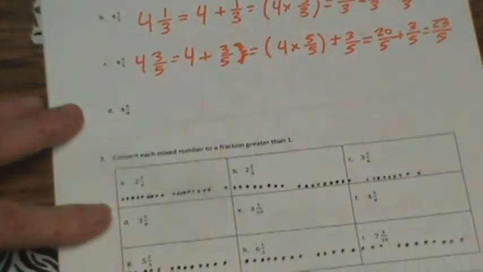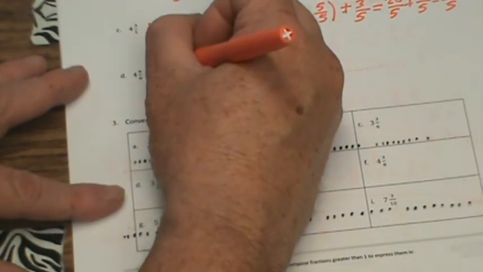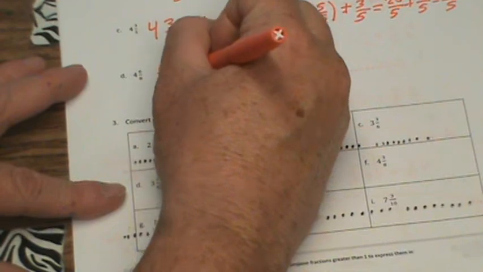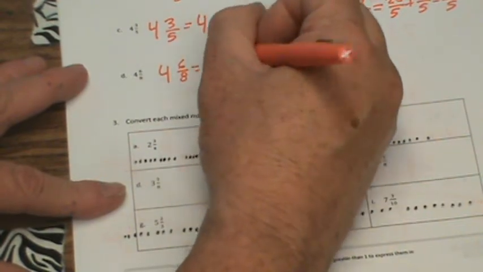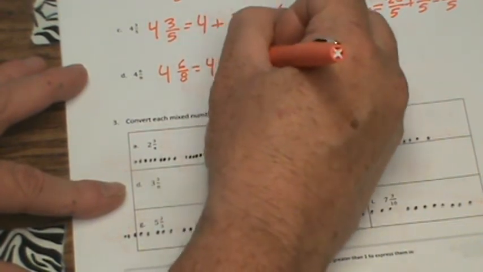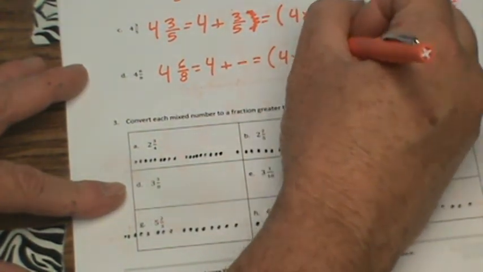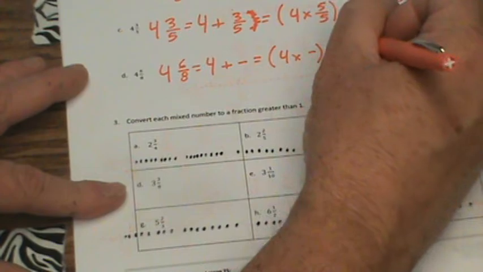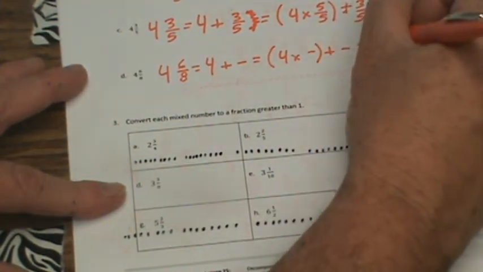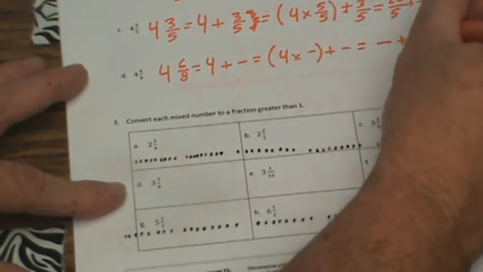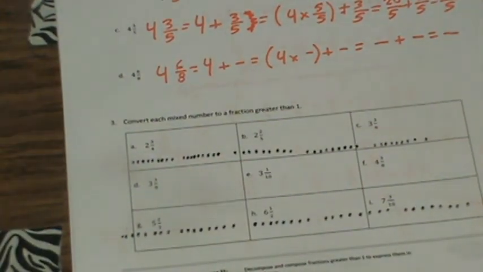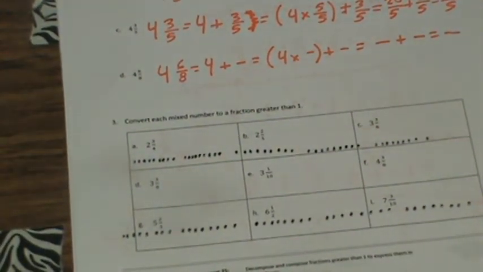Let's start on this one, and you're going to kind of handle this one on your own. 4 6/8 equals 4 plus a fraction equals 4 times a fraction plus a fraction equals a fraction plus a fraction equals a fraction. No more, Mr. Leggett. Okay, it's up to you to fill those blanks in. Go ahead and pause the video.